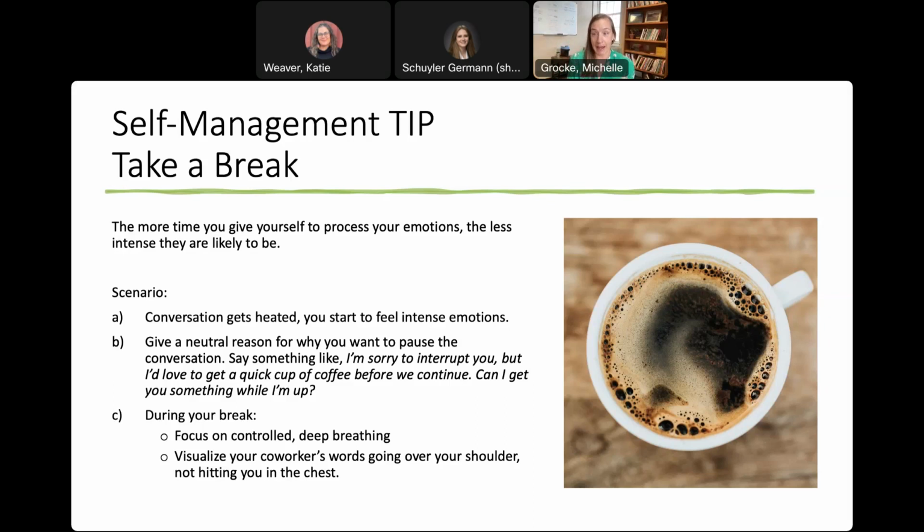During your break, I mean, Ashley led us through some great breathing exercises last week. During that break, do a quick body scan, check in with yourself. Another strategy used a lot in emotional regulation is visualization. So visualize your coworker's words going over your shoulder, not hitting you in the chest, right? And take that break to then come back, collect yourself, and you will be able, again, like I said, to distance yourself a bit from what caused that emotional reaction.